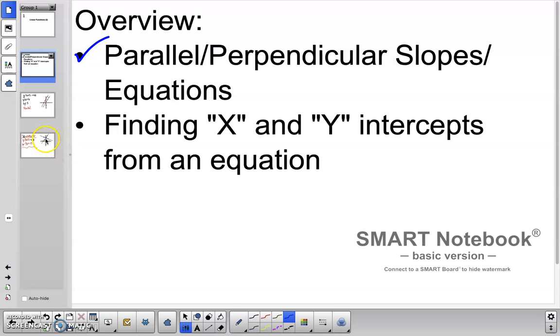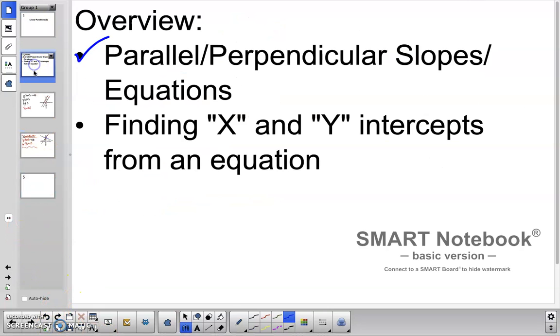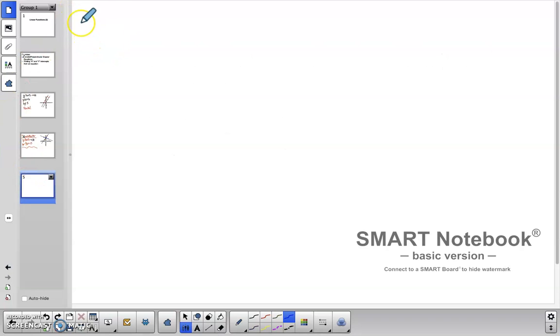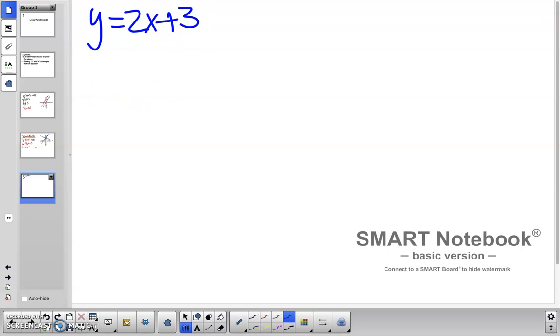Now let's go into the next part, which is finding the x and y intercepts from the equation. Okay? So let's take a look here. So you'll be given an equation. Let's say y equals 2x plus 3, and you need to find the y-intercept and x-intercept. So the y-intercept we already know is 3.